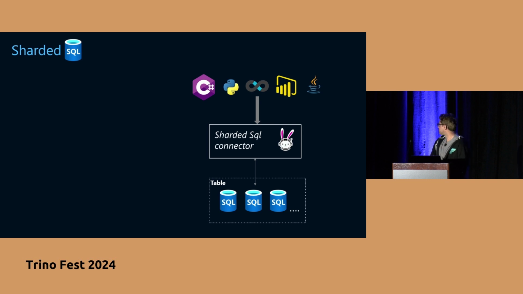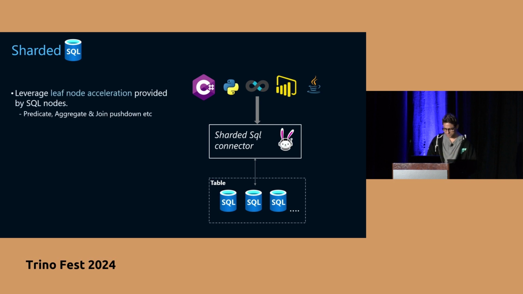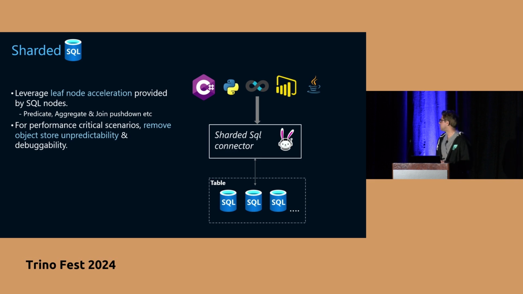Some of the reasons why we did this connector, or why it's advantageous, is because we wanted to leverage the leaf node acceleration capabilities provided by SQL Server. And by that, I mean the ability for us to push down predicates and push down aggregates down to the data source, and offload some of the compute out of the Trino cluster. This connector is really helpful in performance critical scenarios, especially where you want to have control over the performance profile of your reports or your dashboards.